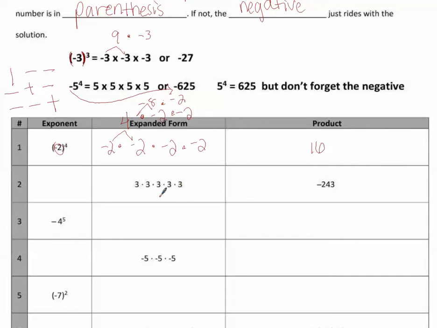Going from expanded form, there should be a negative 1 out front here.